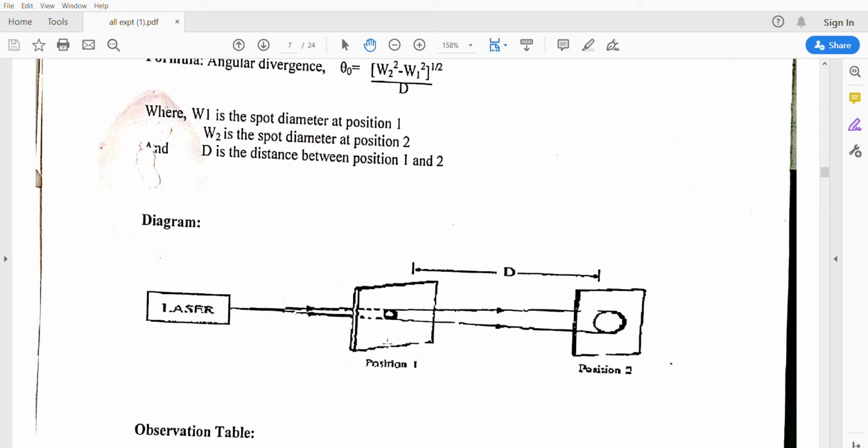After that we need the screen, and we need a meter scale to calculate the distance between the source and screen. Here the main formula is theta naught, the angular divergence, is equal to the square root of W2 square minus W1 square, upon D. D is the distance between position 1 and position 2. W1 is the spot diameter at position 1. W2 is the spot diameter at position 2. D is the distance between position 1 and position 2.